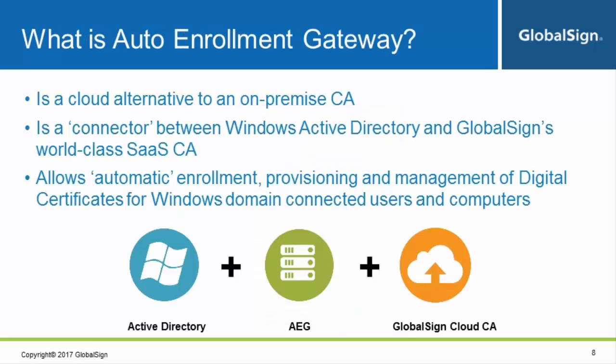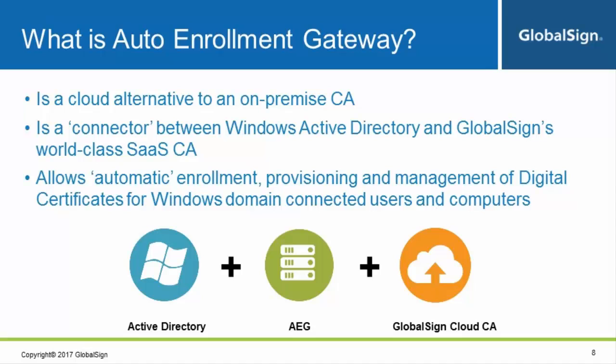So the solution to the challenge of on-prem CA is one of the offerings that we have called Auto-enrollment Gateway. So it's a pure cloud alternate to any on-prem CA. Think about AEG, the Auto-enrollment Gateway, as a connector between your environment. And we're talking about Windows environment. That's why you see Active Directory. We have other offerings which can be deployed in a non-Active Directory environment as well. But just as a use case, we'll be talking about AD.